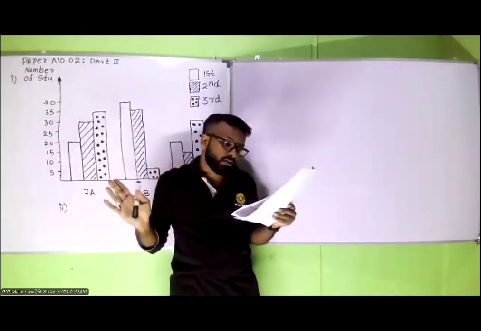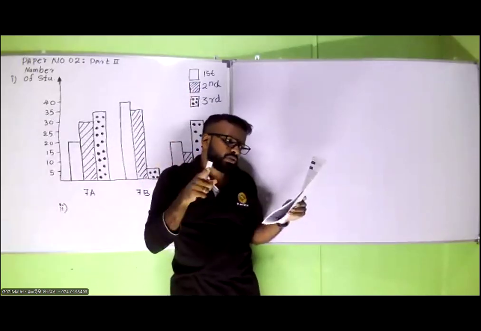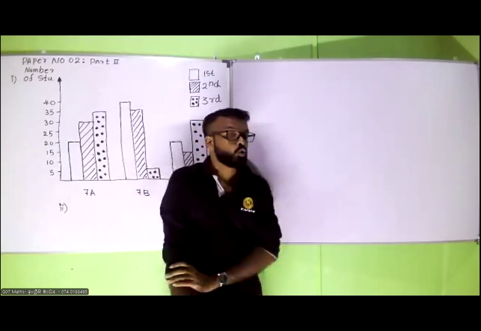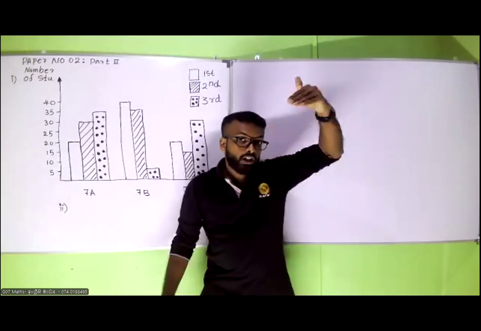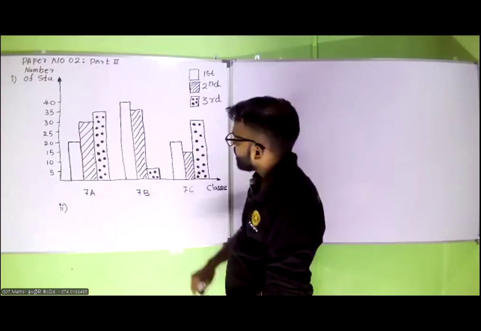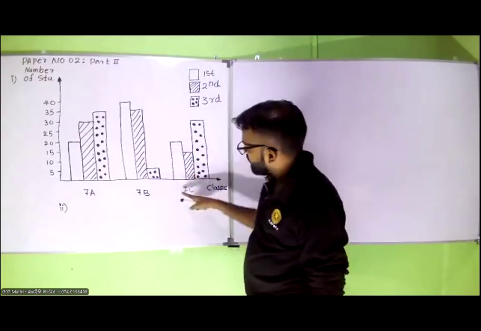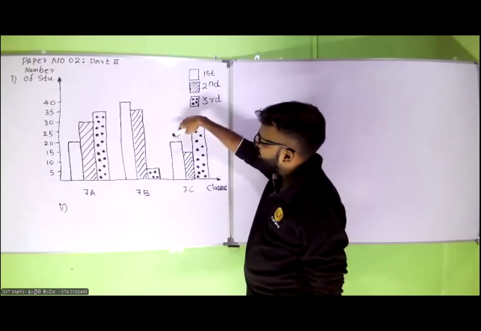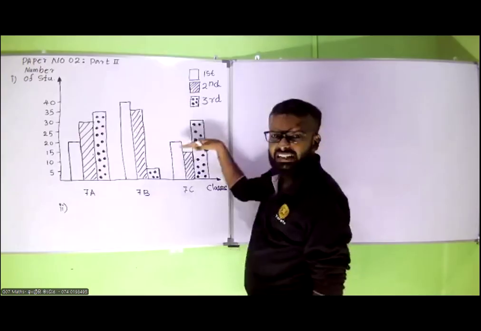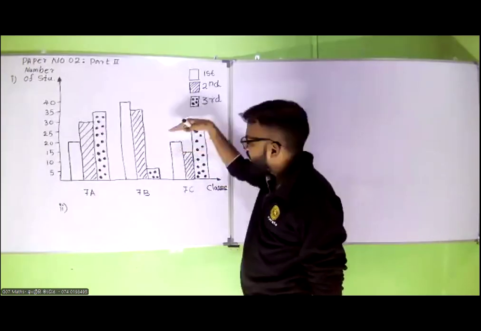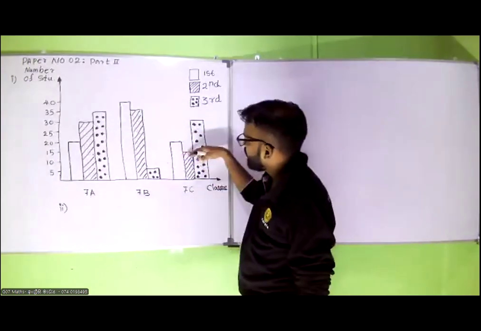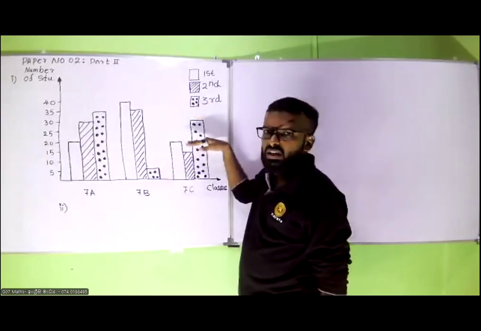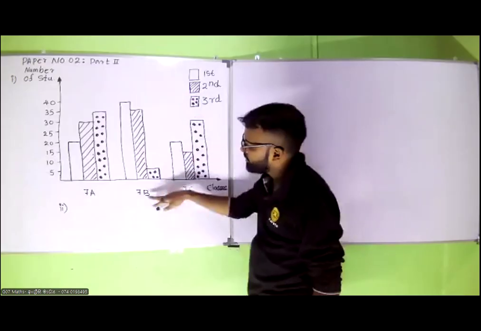When 3 weeks are concerned, which class shows the improvement of student attendance? Improvement, right? By looking at the 7C class, first of all we have 20 students. Then it dropped, no improvement. Then to 15, then I improve to 30. This is not improved.